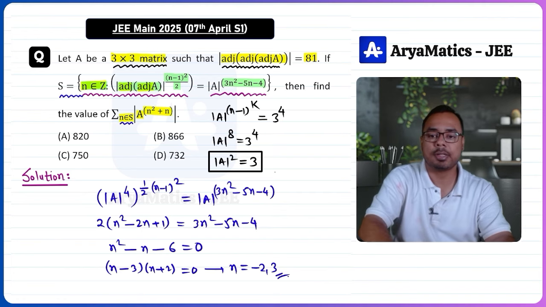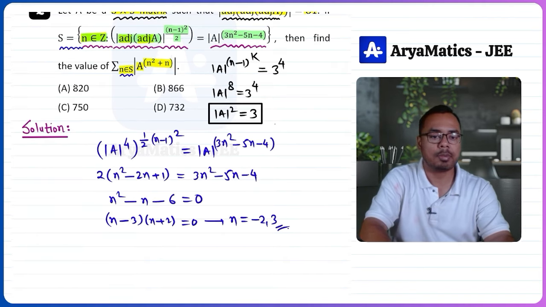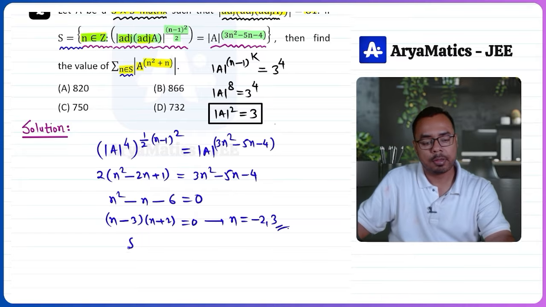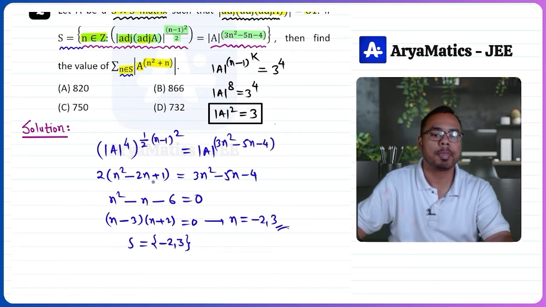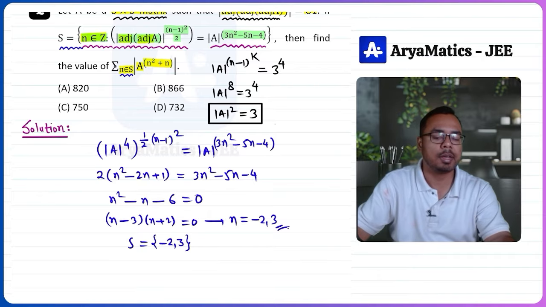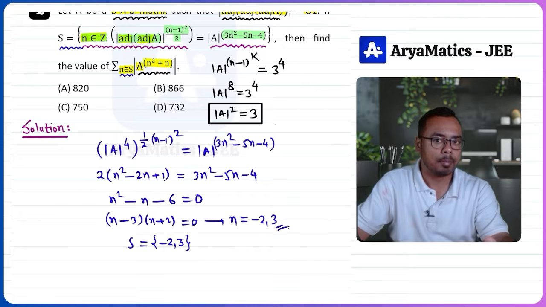So that means here our set S, now we are in a position to write the set S. S will be set of these two elements. In set S we have minus 2 and plus 3, right? This is our set S. Now finally we need to calculate this one. We have to find determinant of A raised to n square plus n, and n belongs to S.